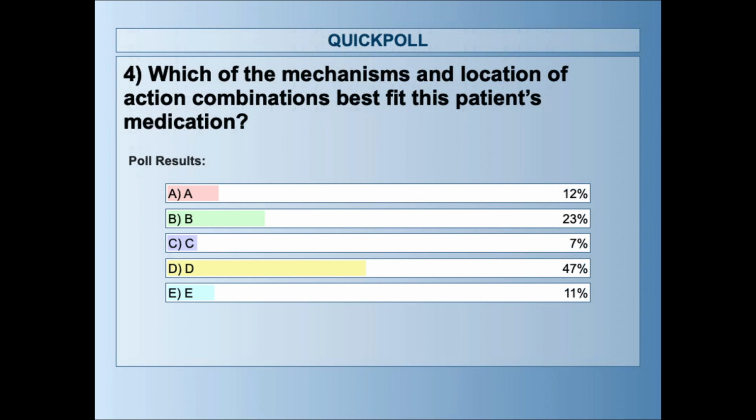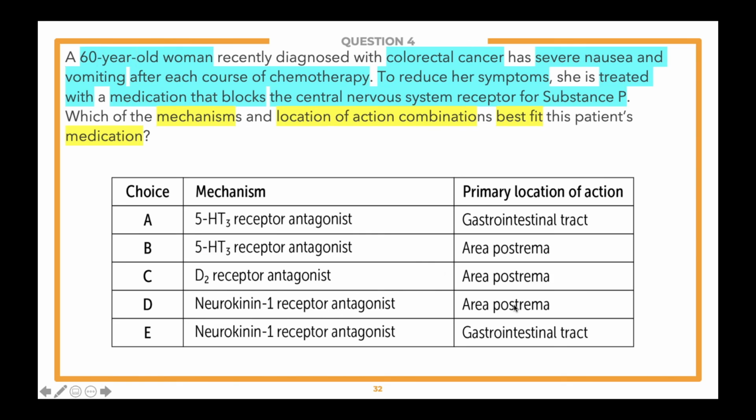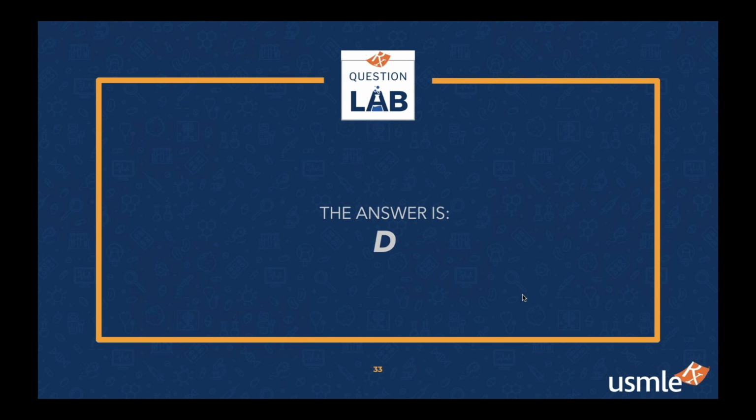Looks like 47% of you selected answer choice D, which is neurokinin 1 receptor antagonist and the area postrema. And 23% of you selected answer choice B, which is a 5-HT3 receptor antagonist and also area postrema. Let's see what the correct answer is. The correct answer is D, and 47% of you got it right. Our strongest showing of the evening. Great job, everyone. Let me hand it off to Boris.